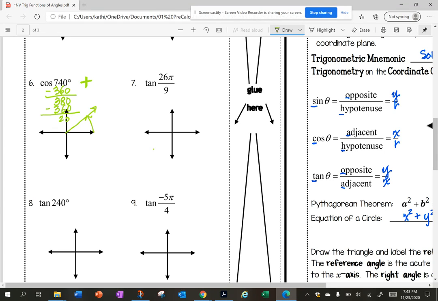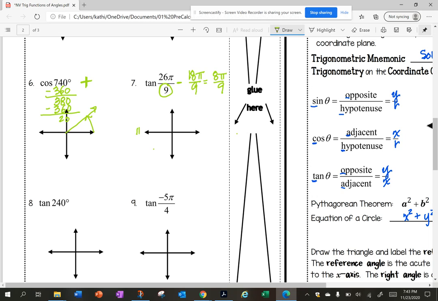Let's try one in radians. One circle is 2 pi radians. So I'm going to take out 2 pi radians. I'm looking at the denominator, 2 pi radians is going to be twice as many as the denominator. So that's going to be 18 pi over 9 radians. 26 pi minus 18 pi is 8 pi over 9 radians.